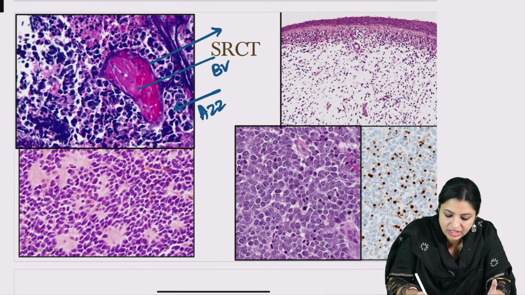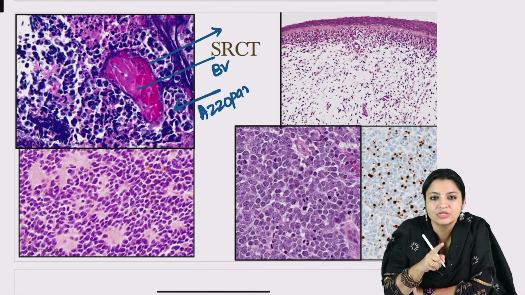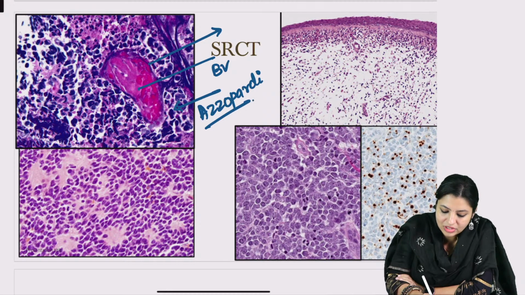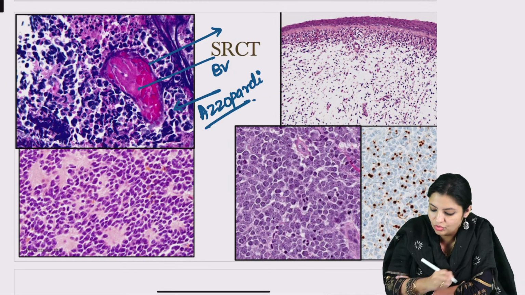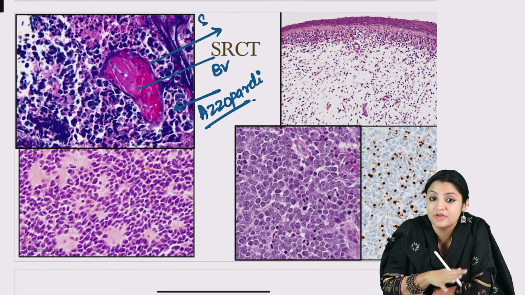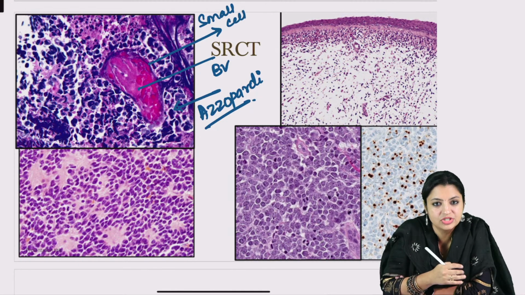Whenever you see Azzopardi effect, who's going to tell me which tumor we are talking about? Azzopardi effect is typically seen in, very good, small cell carcinoma of lung. So this has to be very clear to everybody. Okay, right. Yes, definitely.